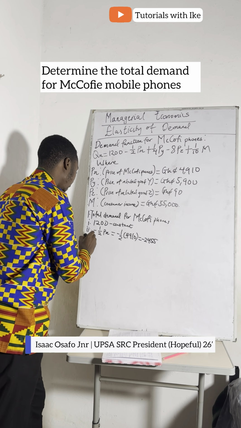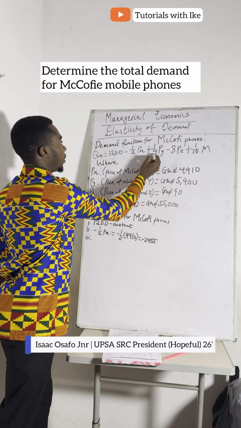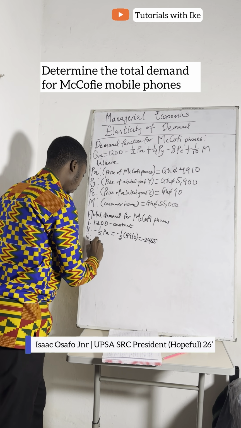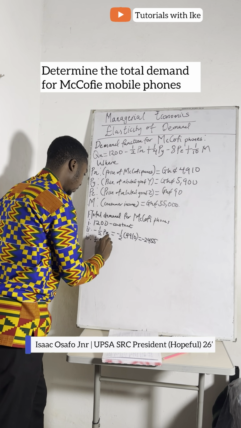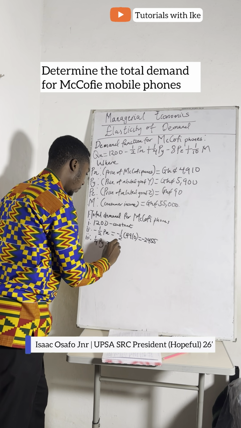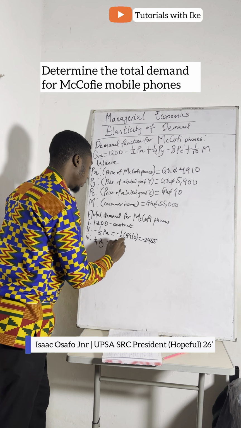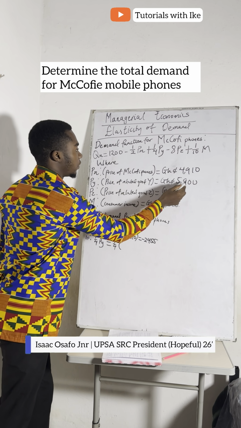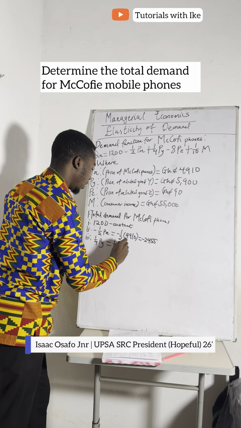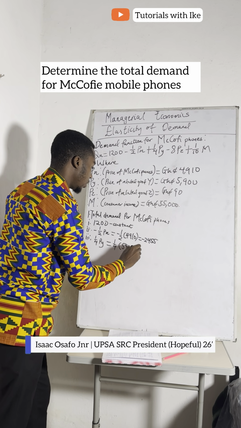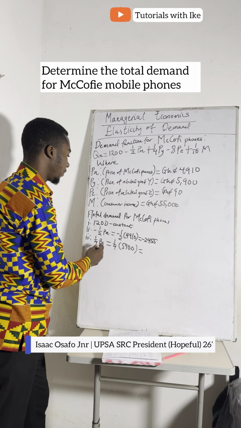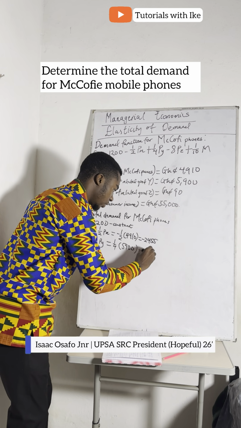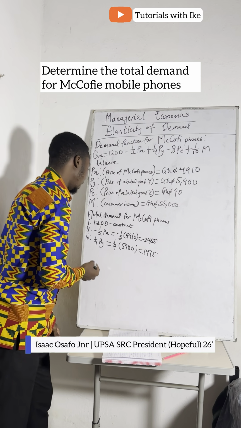Then we go to the third term. So 1, 2, 3. The third term is 1 over 4 PY. So this will be equal to 1 over 4. 1 over 4 is the same as 0.25. So 0.25 times PY. What's the value for PY? 5,900. So 1 over 4 or 0.25 times 5,900 should give us 1,475. So that's for the third term.